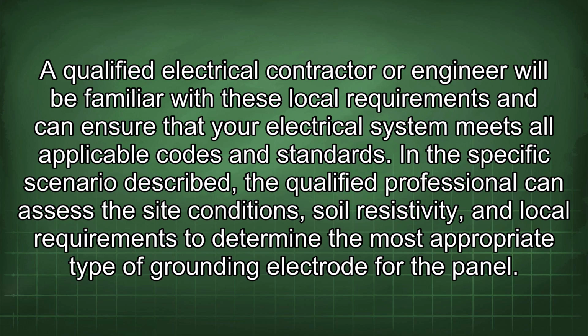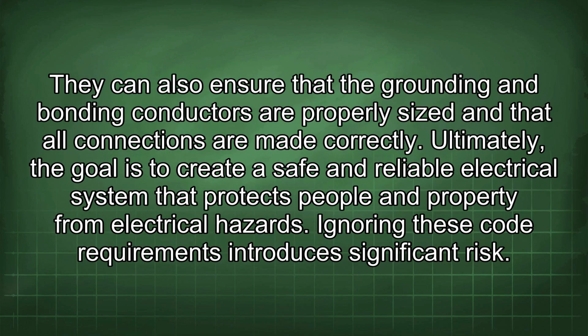In the specific scenario described, the qualified professional can assess the site conditions, soil resistivity, and local requirements to determine the most appropriate type of grounding electrode for the panel. They can also ensure that the grounding and bonding conductors are properly sized and that all connections are made correctly. Ultimately, the goal is to create a safe and reliable electrical system that protects people and property from electrical hazards. Ignoring these code requirements introduces significant risk.